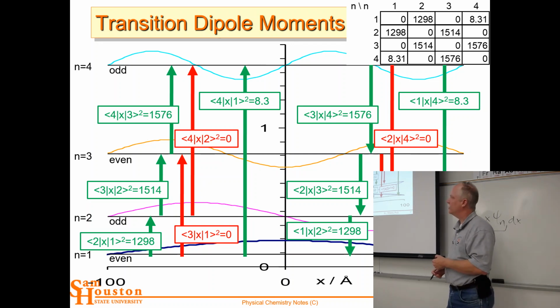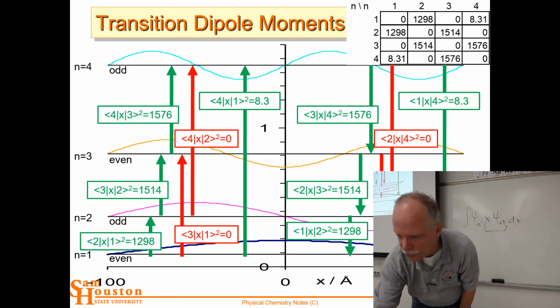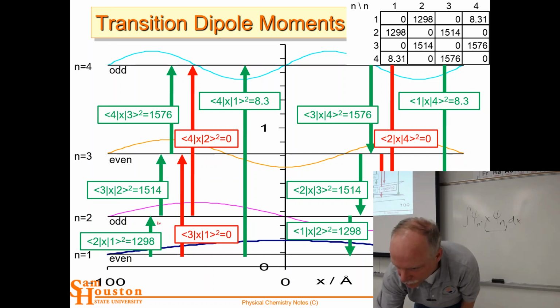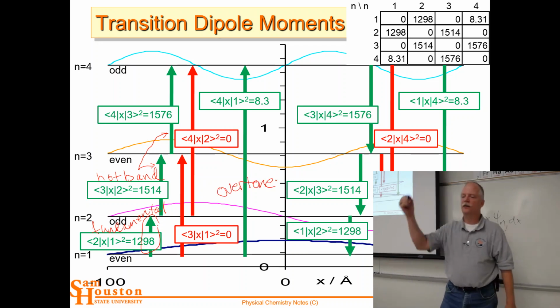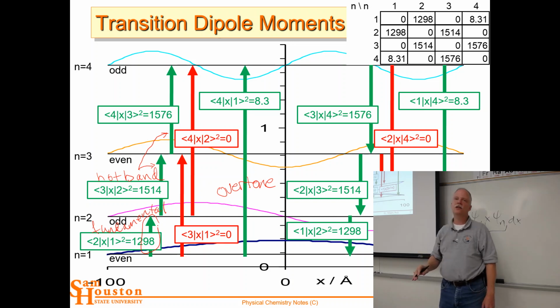And then if we're starting in, say, level number 2, so this one would be the fundamental. And this one would be a hot band. This one and this one. Okay. And then this one is called an overtone, because it's jumping 3 levels, starting in the ground state. That would be the first available overtone.